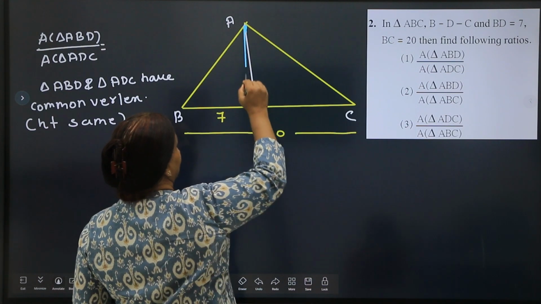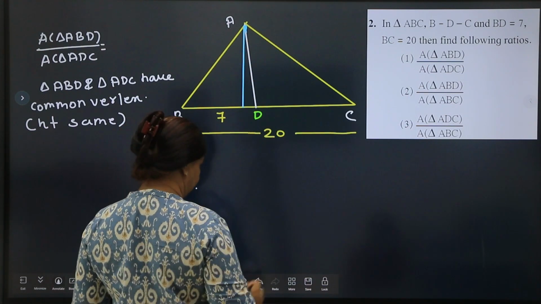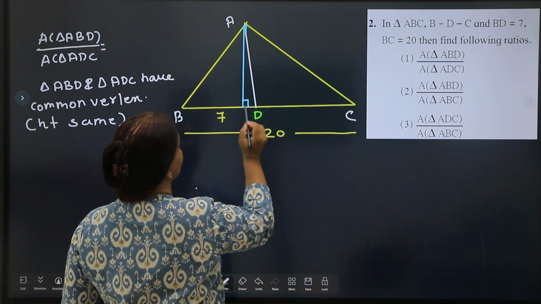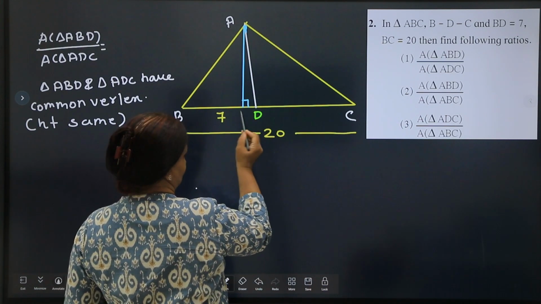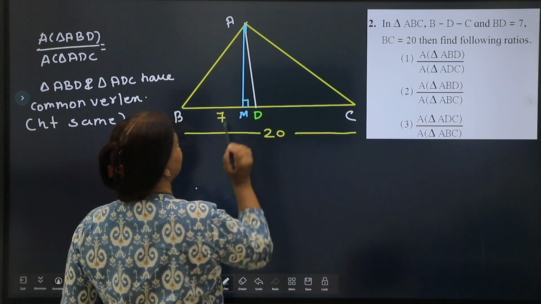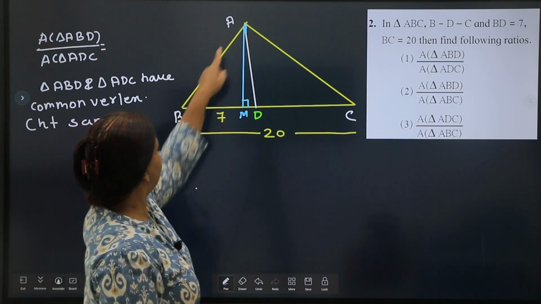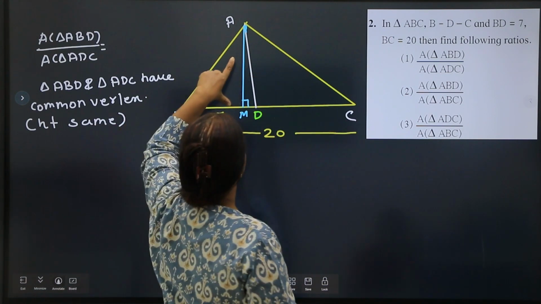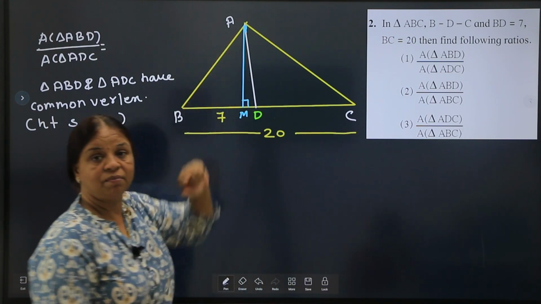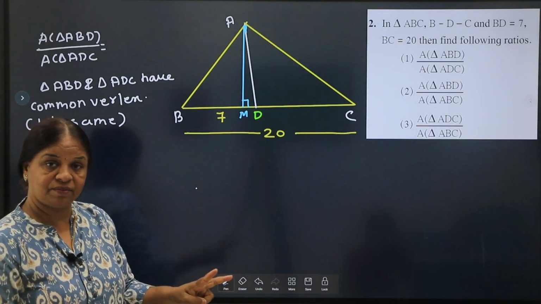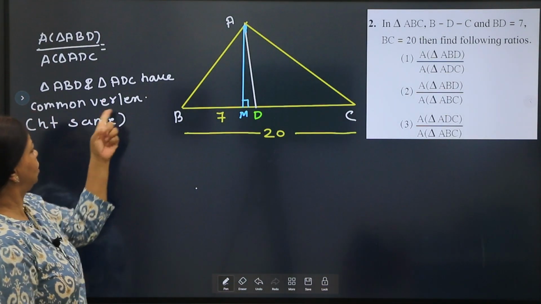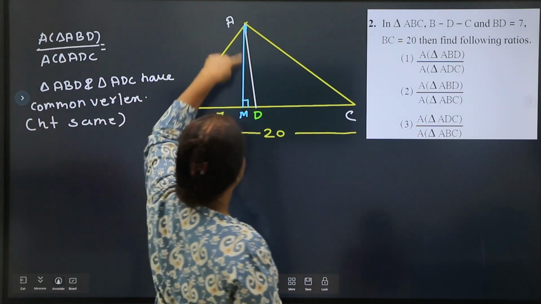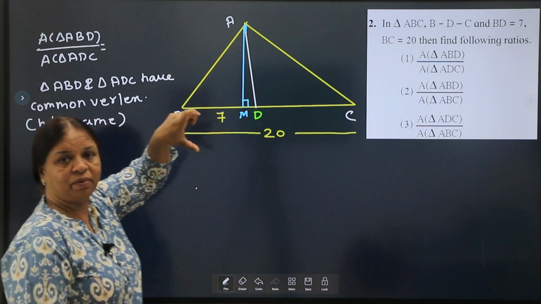Suppose I am drawing one line perpendicular here, blue color line, and this will be a perpendicular height. Let us label it as M. So ABD height is AM and ADC height is also AM. Why is the height the same? Because they both have a common vertex. I have written here that because they both have a common vertex, therefore the height is the same. Just to understand that the height is the same, I have drawn one perpendicular height here.